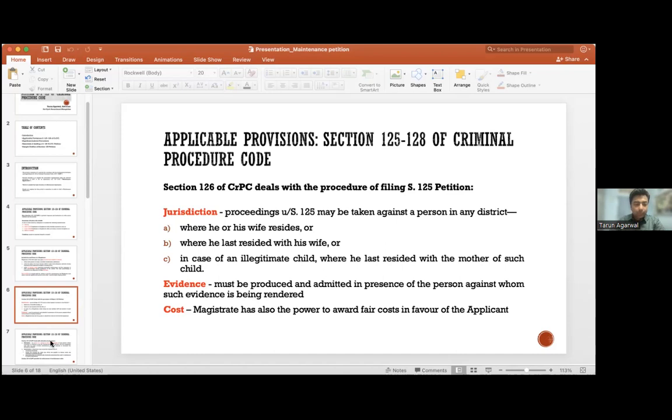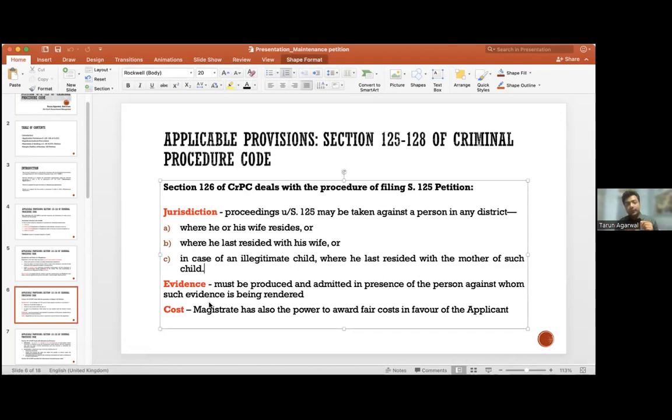Now, at the same time, one interesting fact is that one can ask a question: if a person is in such a condition that she does not even have the means to file this case, then how will she afford the cost of such an application? So in that case, this section 126 also provides safeguards and says that the cost of the litigation will also be payable, if the court so orders.